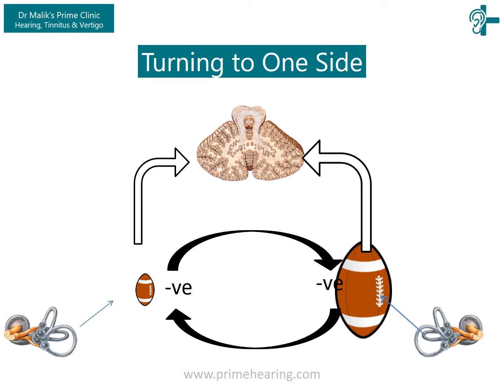It asks the other two things also, the eyes and the muscle joint sense, saying, what do you think? And the eye says, well, yes, I am moving. And the muscle joint sense is also moving, sensing that movement, and it says, yes, I'm moving. So all three inputs are the same as far as the brain is concerned. What happens when there's a problem in the ears?